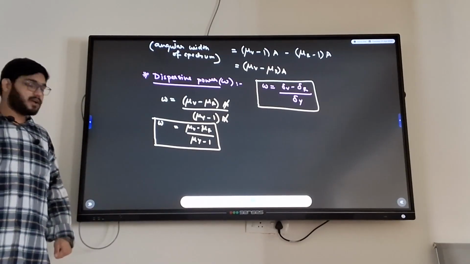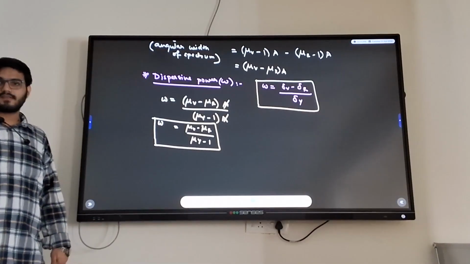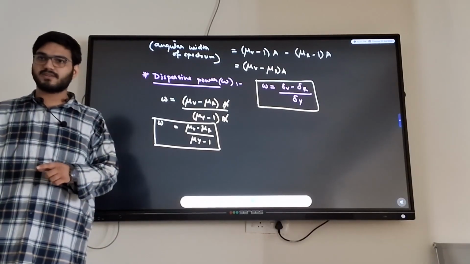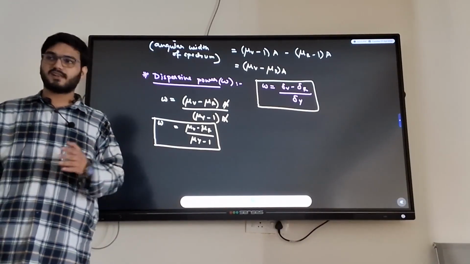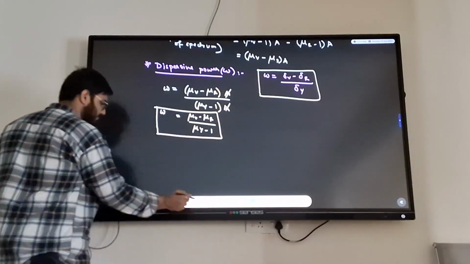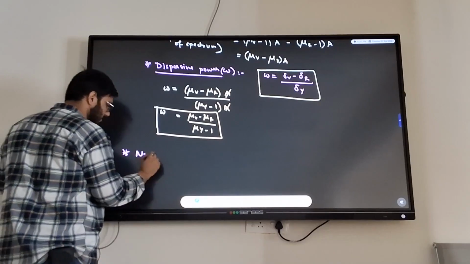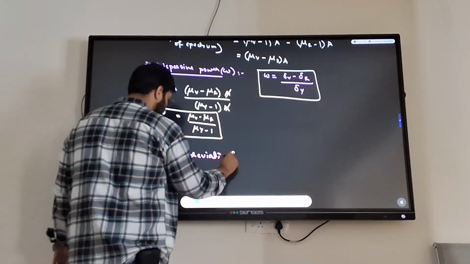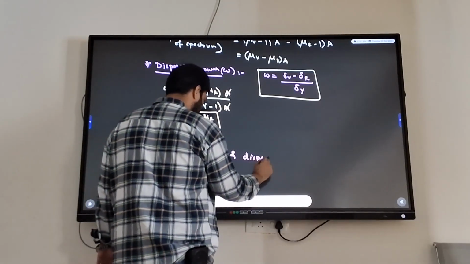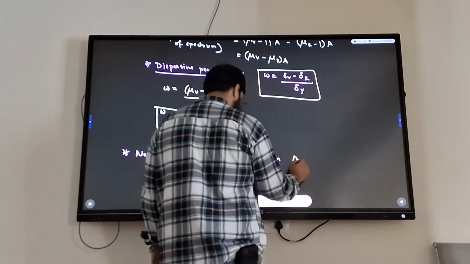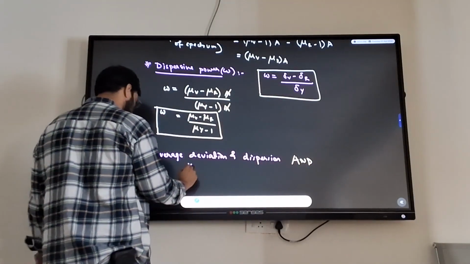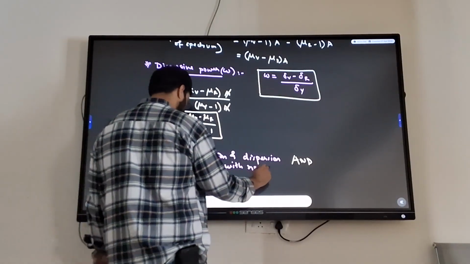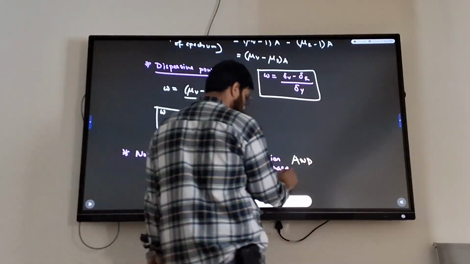Great. Now I will talk about two very important cases. What if you have no average deviation, still you have a dispersion? And what if you have no dispersion but still there is an average deviation? So these are the cases: no average deviation but dispersion, and dispersion with no average deviation. Let's try to understand it term by term.